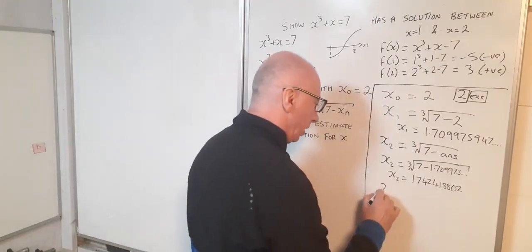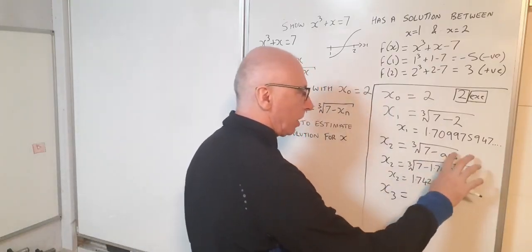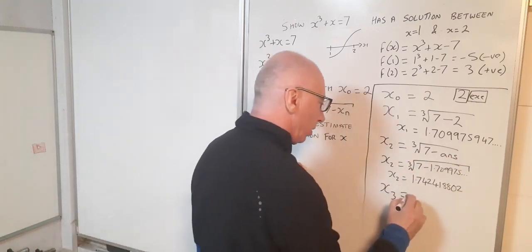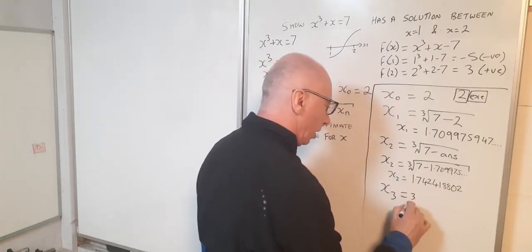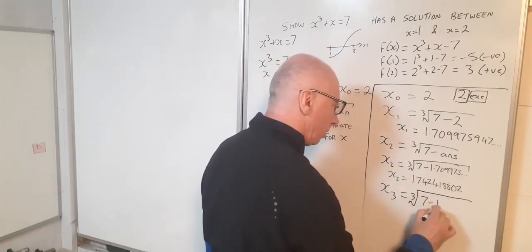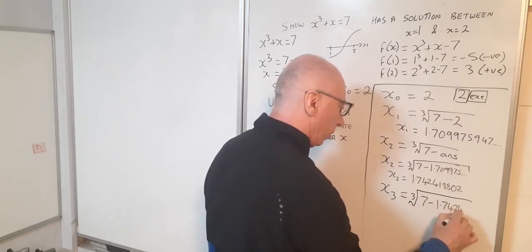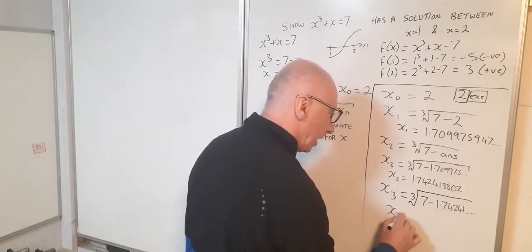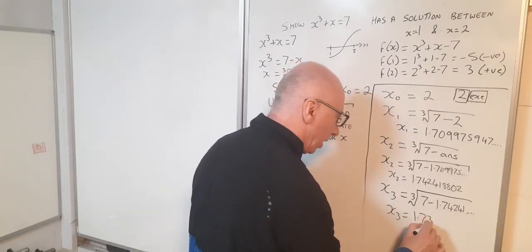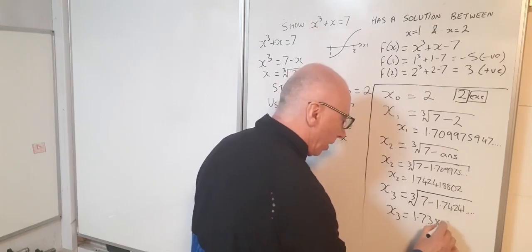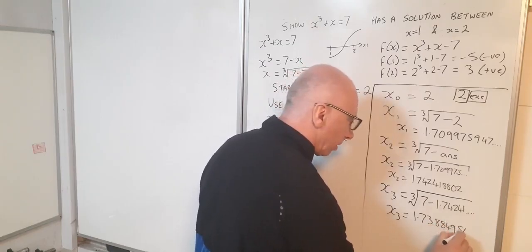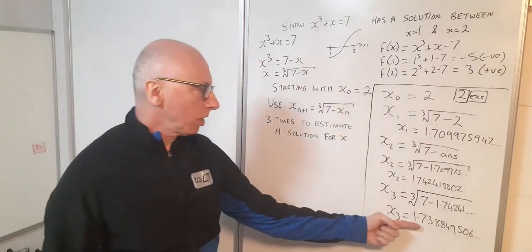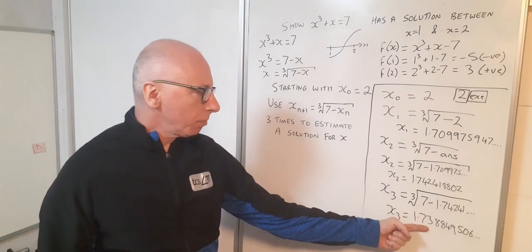So now x3. So you've got this set up in your calculator. So now it should put that in as your answer. So now x3 is the cube root of 7 minus 1.74241. That should come out from your calculator as 1.738849506, depending on how many digits your calculator goes to. So that tells me my solution after 3 iterations is approximately this.